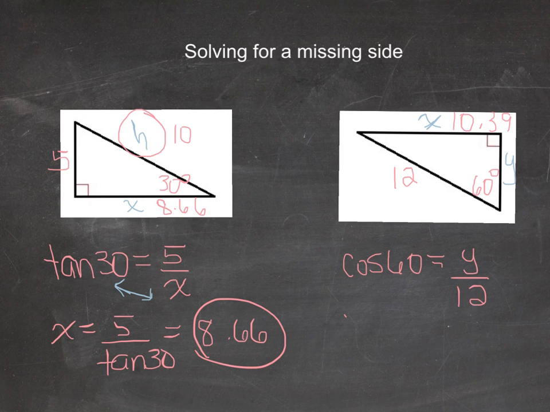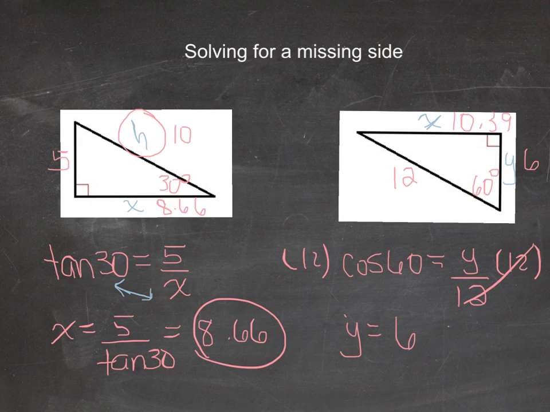And same kind of thing that I did for the last one, multiply both sides by 12. So I get y is equal to 12 times cos of 60 degrees. So once you plug that into your calculator, you'll get that it's a nice even 6. So y is equal to 6 units there. And again, if you want to check it using Pythagorean theorem, you can do that. Another quick check too is that your hypotenuse should always be the longest side in your triangle as well.